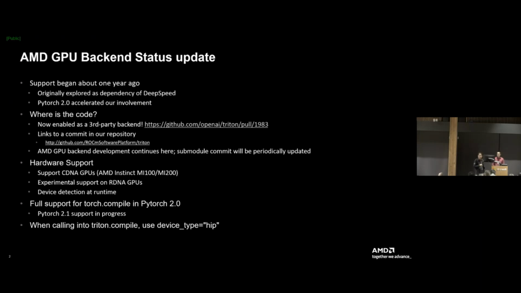We do have full support on PyTorch 2 for all the ops that are lowered to Triton. We're working on PyTorch 2.1 at the moment. We didn't have to change much of the front end, almost at all, but we did add a device type of HIP, if you're calling directly into the compile and want to specifically call out the device as HIP.